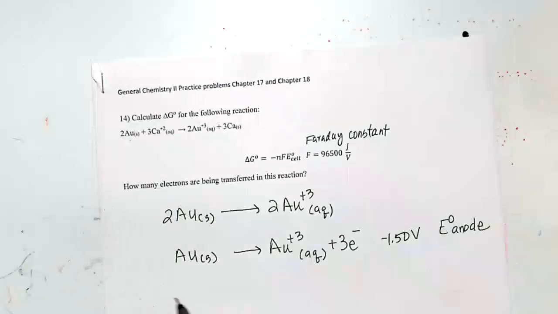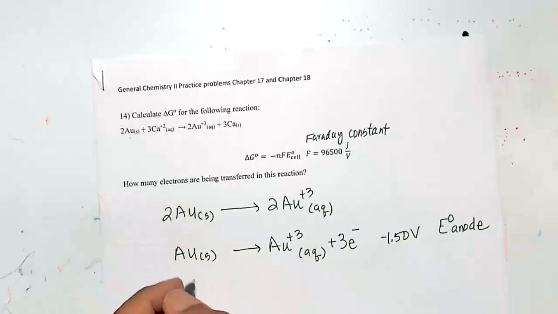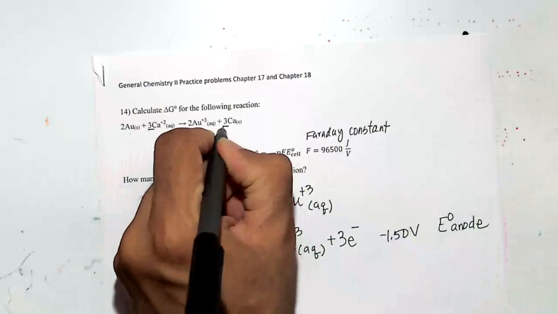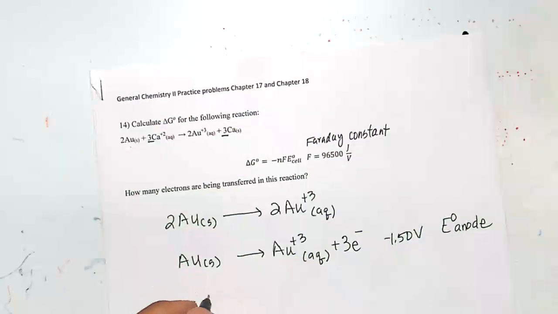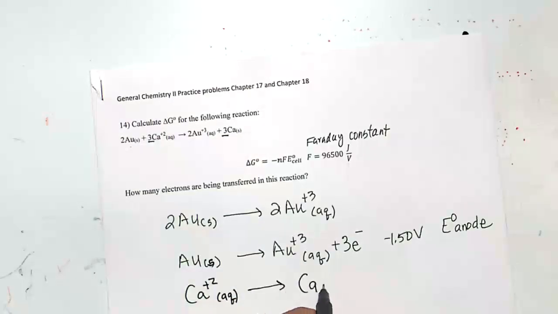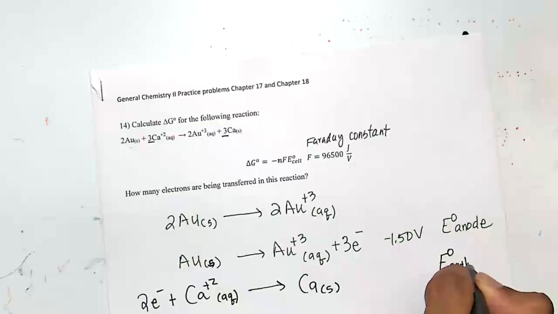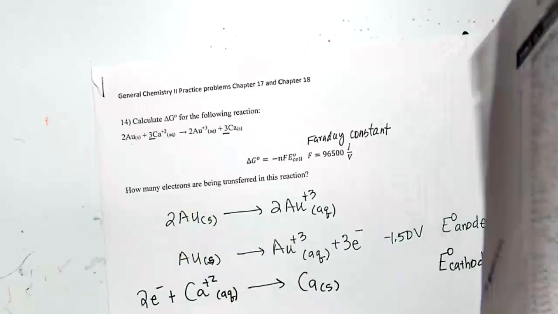And then we have 3 calcium going to calcium solid. You can cancel out the 3's, like in math. So for this half reaction, we have calcium plus 2 aqueous goes to calcium solid, and 2 electrons are going to be here. This is the cathode. And what is that on our sheet?